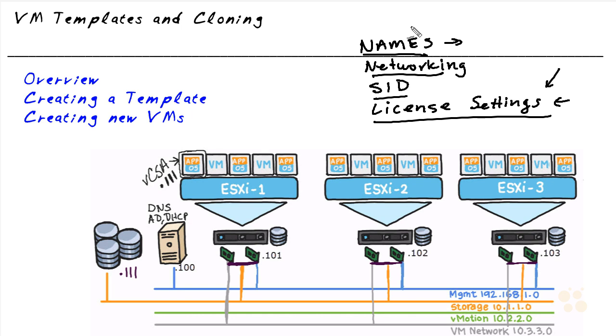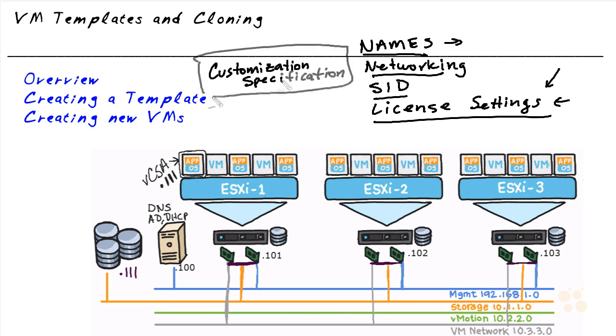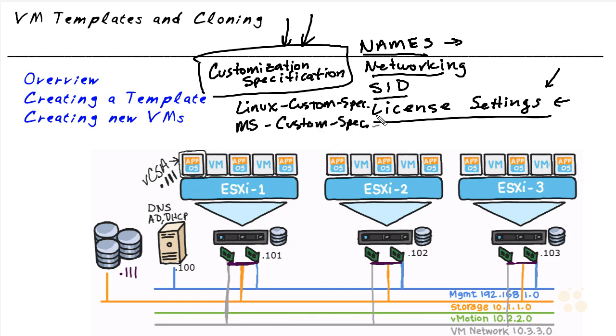So we can save time as well by using a customization specification. And what that basically is doing a lot of this work ahead of time in a specification. Let's say we have a custom specification and we call it Linux Custom Spec with the settings for our Linux machines. And then we could create another custom specification and call it Microsoft Custom Spec. And then as we're creating VMs based on a template, as part of the install process, we could check the box that says we want to do customization.